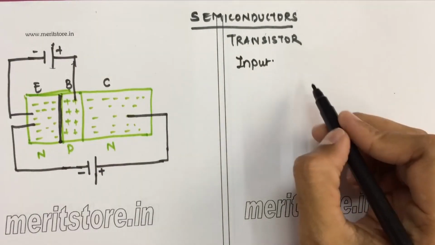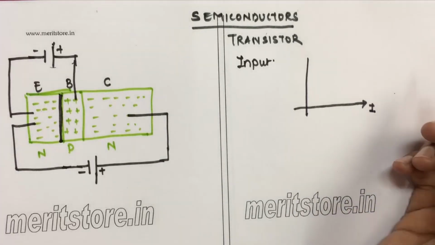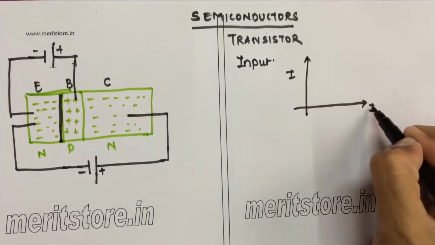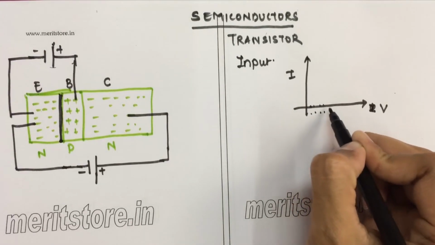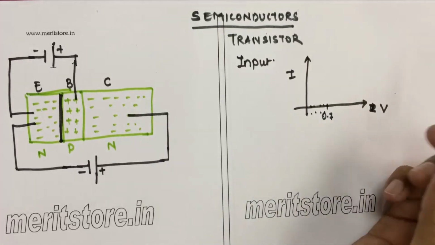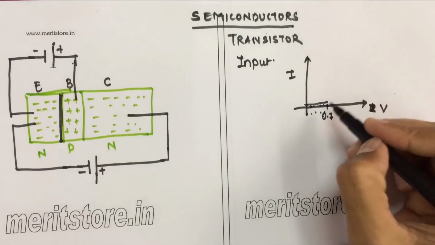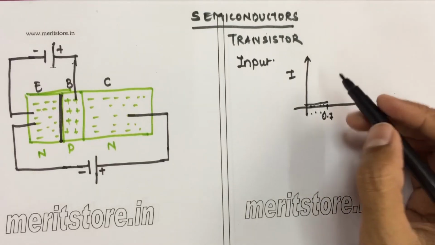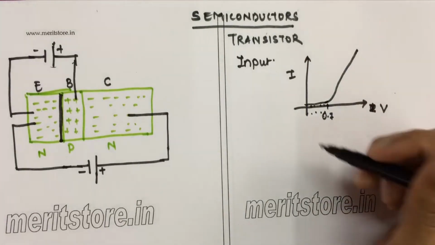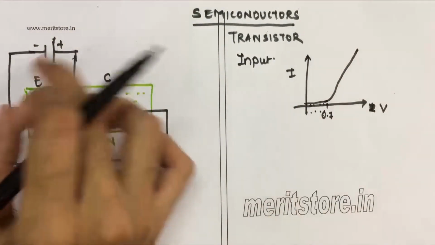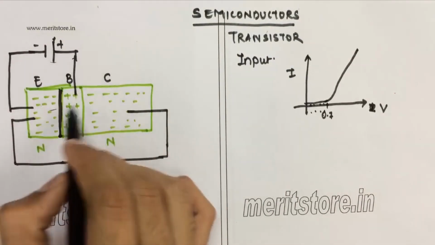Okay, so the characteristics we can write it like this. This is your current, this is your voltage. So the voltage here can be 0, 0.1, 0.2, 0.3, and here might be something like 0.7. So your current won't increase up till the value 0.7. As it reaches further above 0.6 or 0.7, the current will start reaching its peak. So this is a normal forward biased diode, when we give it a forward biasing to this particular end.